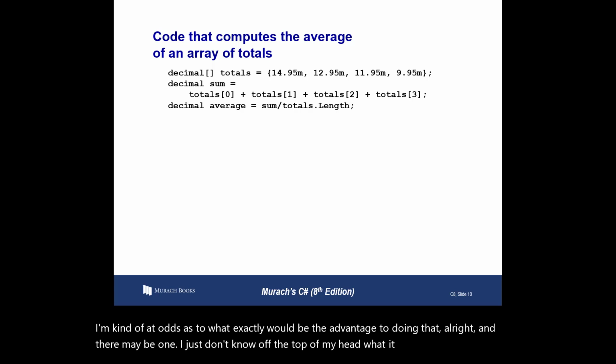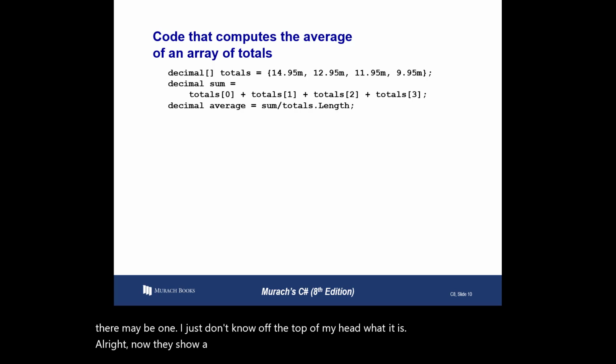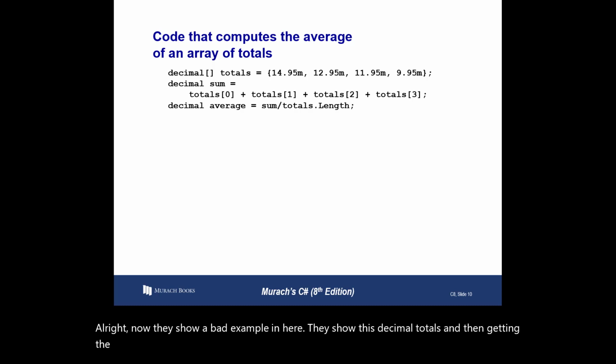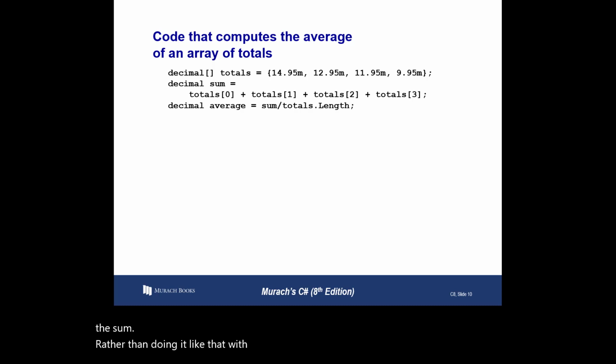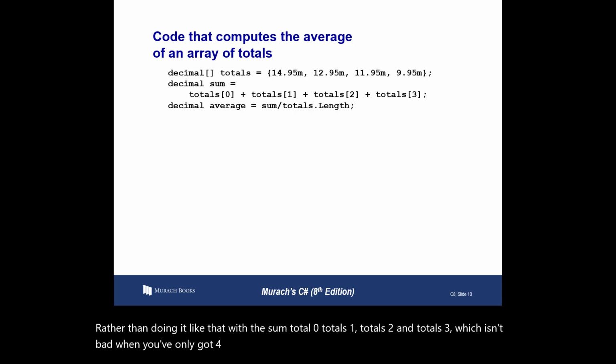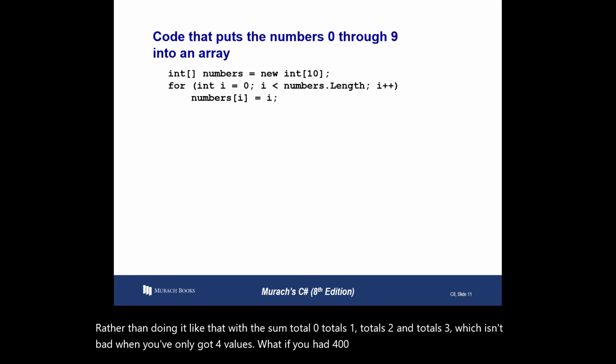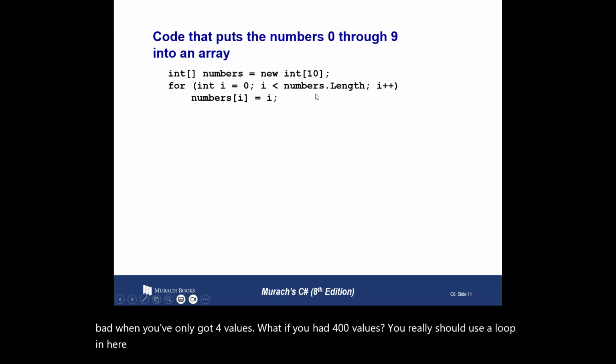All right, now they show a bad example in here. They show this decimal totals and then getting the sum. Rather than doing it like that with the sum, totals 0, totals 1, totals 2, and totals 3, which isn't bad when you've only got 4 values. What if you had 400 values? You really should use a loop in here like this.